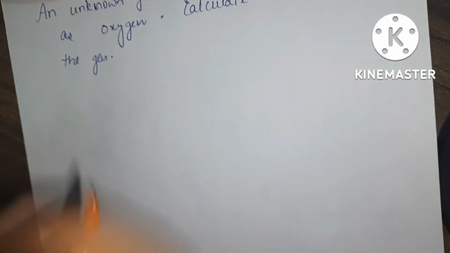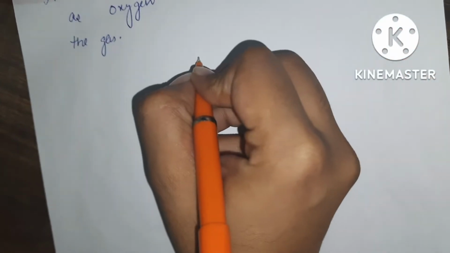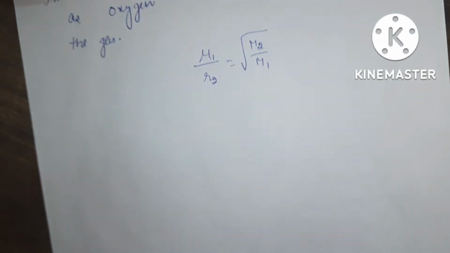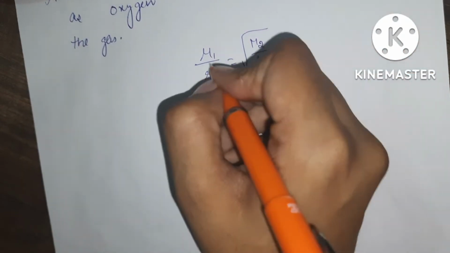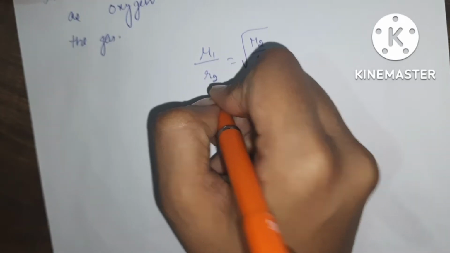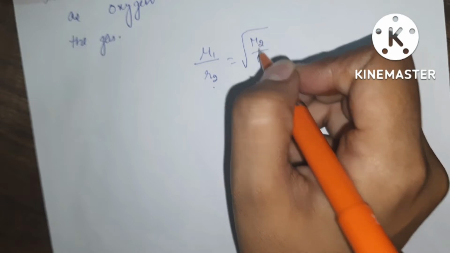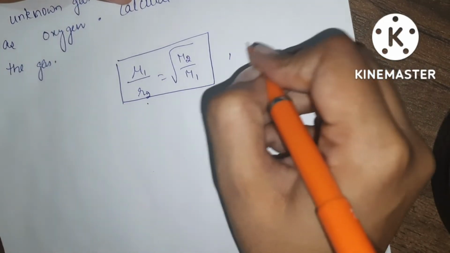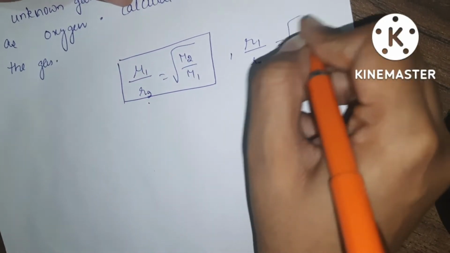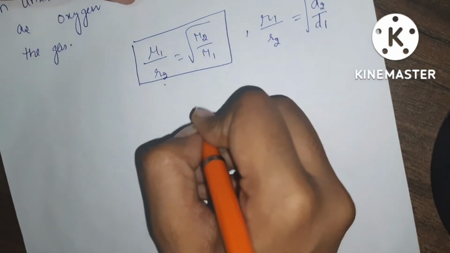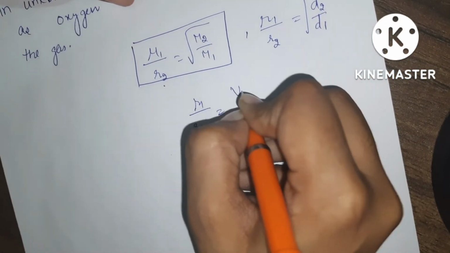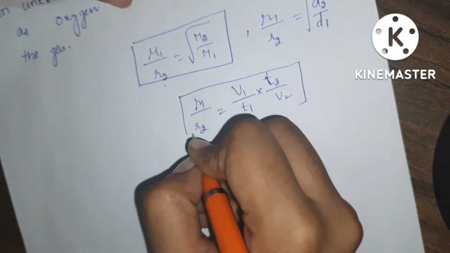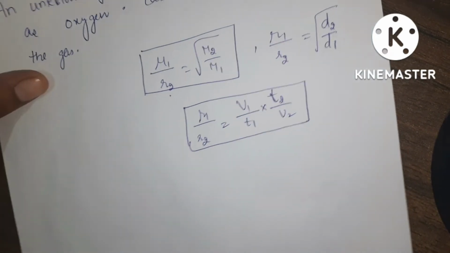And what was the relation in Graham's diffusion law? R1 upon R2 is equal to root M2 divided by M1. This was the relation between the rate of diffusion of gas 1, the rate of diffusion of gas 2, with the molecular mass of gas 2 and molecular mass of gas 1. Another relation was R1 upon R2 is equal to root D2 upon D1. And the third relation is R1 upon R2 is equal to V1 by T1 into T2 by V2. These were the three relations that I discussed in the previous class.